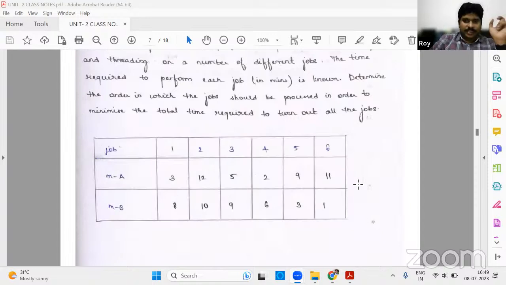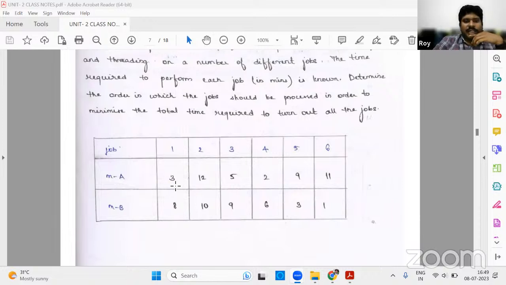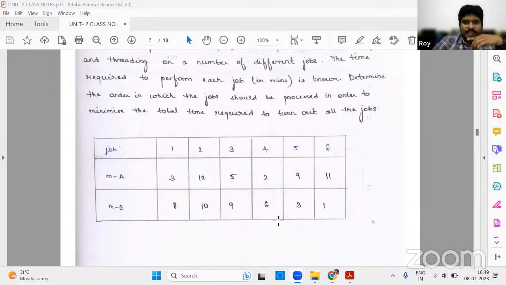Now, the first thing, let's not waste the time. At least this sum we have to complete. There are 6 jobs, 1, 2, 3, 4, 5, 6. And what is this 3? Can anyone tell? The processing time of machine A for the first job. If you take 2, that means the 4th job to complete on machine A is taking 2 minutes. And the same 4th job to complete on machine B is taking 6 minutes.